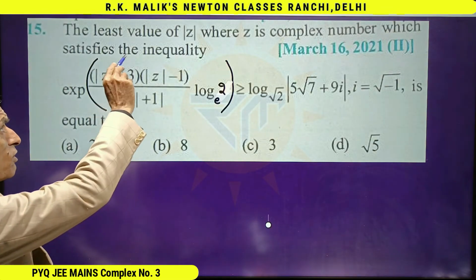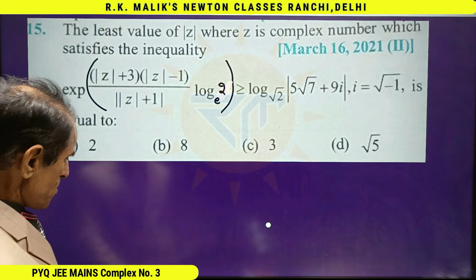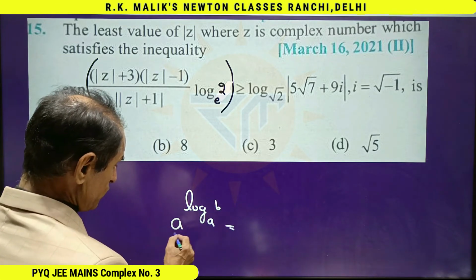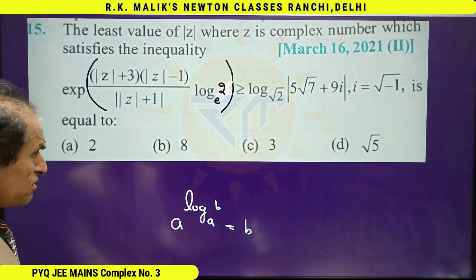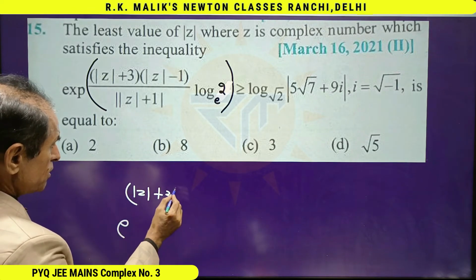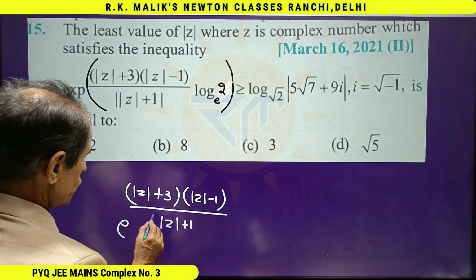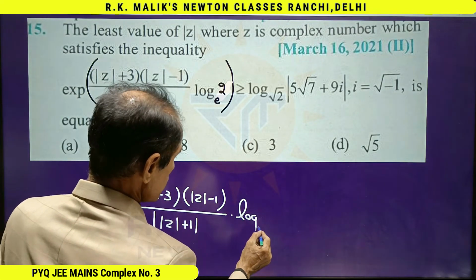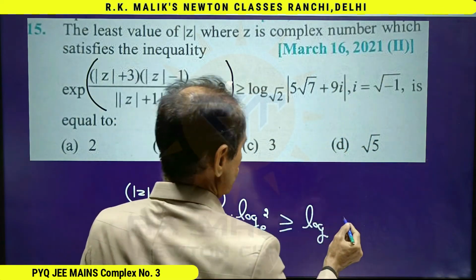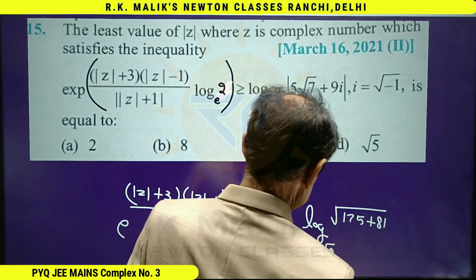In this question, he is asking for the least value of mod z, where z is a complex number which satisfies the given inequality. First thing which you should know is a to the power log of b to the base a, that is, if these two bases are the same, the answer is simply b, and I am going to use this here. This means e to the power of (mod z plus 3) into (mod z minus 1 upon mod z plus 1), whole mod, into log of 2 to the base e, is greater than or equal to log of the value of this, which is root 175 plus 81 base root 2.